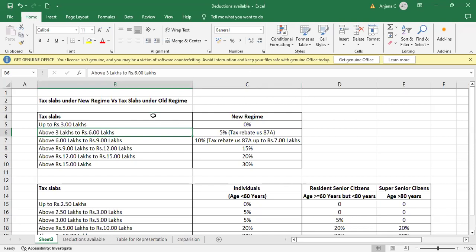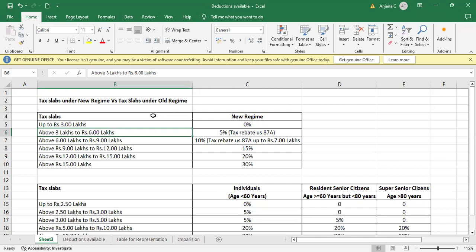Hello friends, today we are here to discuss the new tax regime and the old tax regime under the Income Tax Act. We are here to discover which tax regime would be beneficial for salaried employees. What are the exemptions and deductions under the new tax regime? And what are the deductions which were there in the old tax regime and which have been discontinued in the new tax regime?